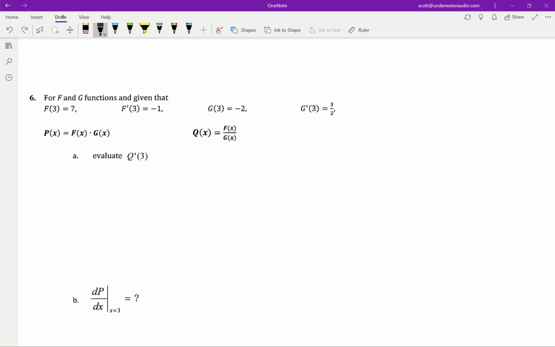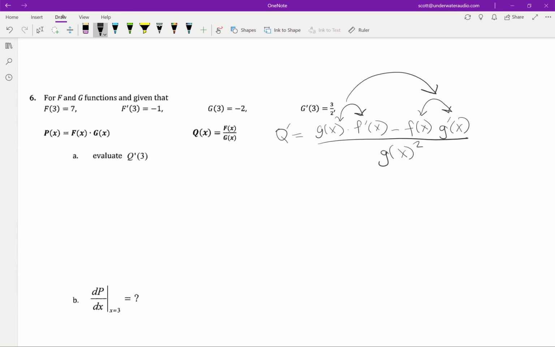So let's see. Q prime of x should equal, according to the rule that we have, the quotient rule, should be g of x, the bottom, times the derivative of the top, minus the top, times the derivative of the bottom, all over the bottom squared. So there is some room for messing around here. Like, since it's multiplying, those two can switch place, or those two can switch places. But what I can't do is switch those two terms. So I'm going to leave it like that.